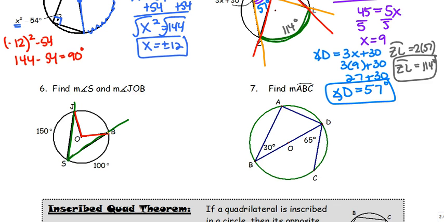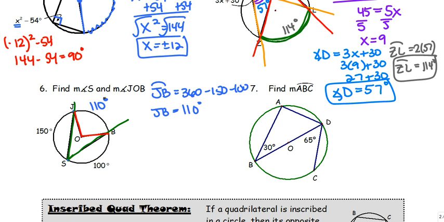We look at what we're given. We're not given any expressions. We're not given the intercepted arc, but I am given that from arc J to S is 150. I'm given arc SB is 100. Don't forget that all the arcs that create the circle have to add up to 360. So we can find arc JB by doing 360 minus 150 minus 100. And we are left with arc JB equaling 110 degrees.